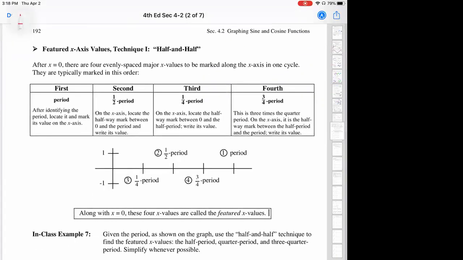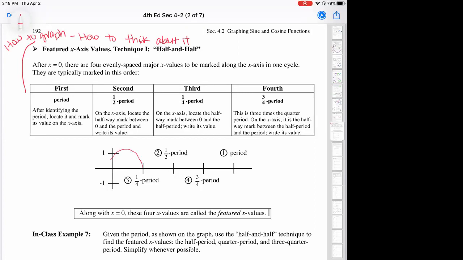Featured x-axis values technique, half and half. After x equals 0, there are 4 evenly spaced major values to be marked along the x-axis in one cycle. So this is your mentality for when you want to graph. So this is how to graph, or how to think about it. So we have 4 points, or 4 halves that we're working with.